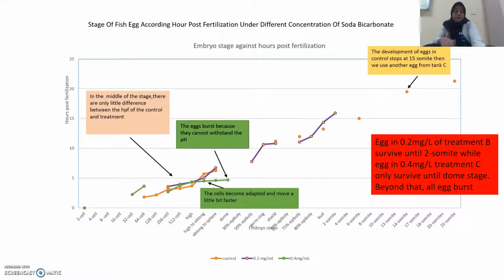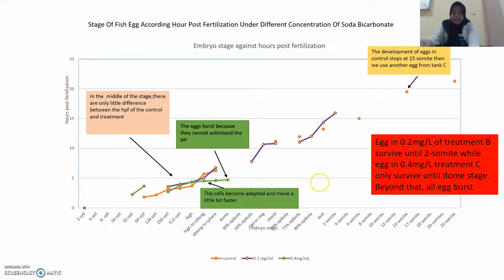So as you can see from our graph, we will start with the control first. The egg starts to develop well, but actually our egg died during the 15th somite, so we replaced the egg with another one from the same tank as we took from earlier. So we proceed to the concentration of 0.2, the purple one. The egg starts to develop well, but then they die during the 2 somite because they cannot withstand the pH level of the sodium bicarbonate.